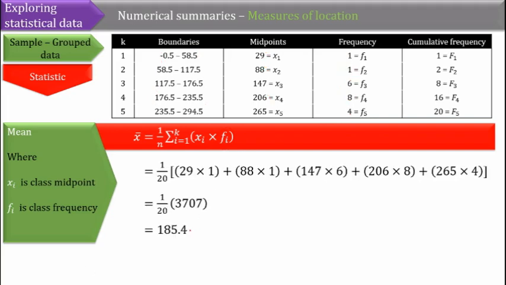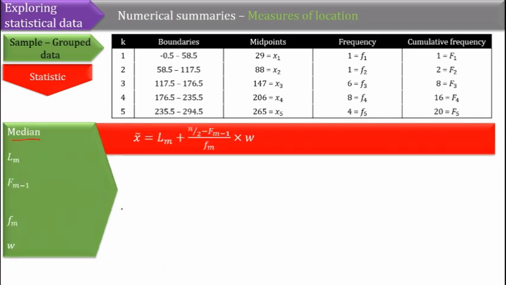And we get 185.4. Now the previous average, which you probably don't remember, but I do, was 186. And that was for raw data, whereas this one is for grouped data. Now why is there a difference? Well, there we had the actual observations, but here we don't. We use the midpoints. So this one for grouped data is actually an estimate. It's not the real value.